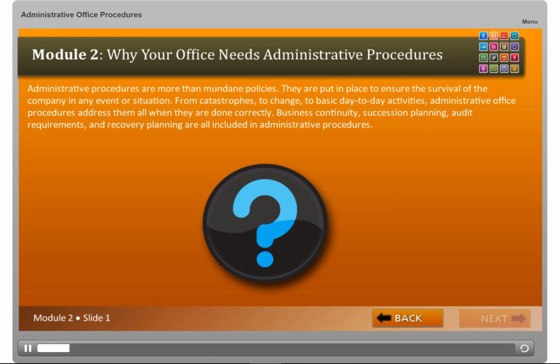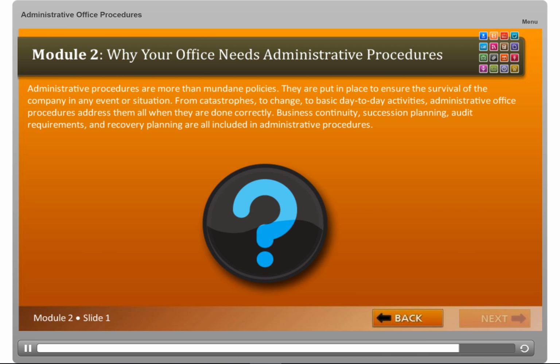Module 2. Why your office needs administrative procedures. Administrative procedures are more than mundane policies. They are put in place to ensure the survival of the company in any event or situation. From catastrophes to change to basic day-to-day activities, administrative office procedures address them all when they are done correctly. Business continuity, succession planning, audit requirements, and recovery planning are all included in administrative procedures.